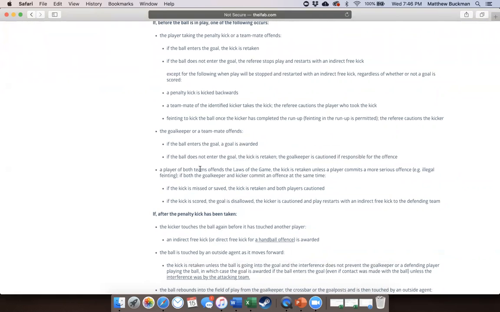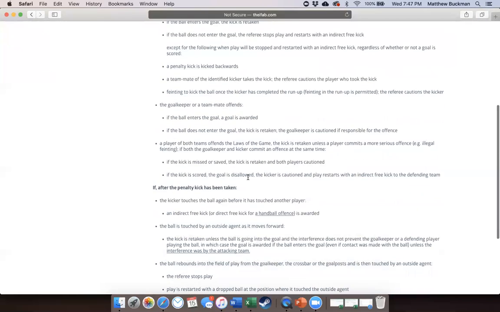If a player from both teams offends the laws of the game, the kick is retaken unless a player commits a more serious offense, i.e. the illegal feinting. So if we have two players go in or encroach, we're going to retake the kick. If both the goalkeeper and the kicker committed offense at the same time, if the kick is missed or saved, the kick is retaken. If the kick is scored, the goal is disallowed, the kicker is cautioned. Again, this is all on that chart.